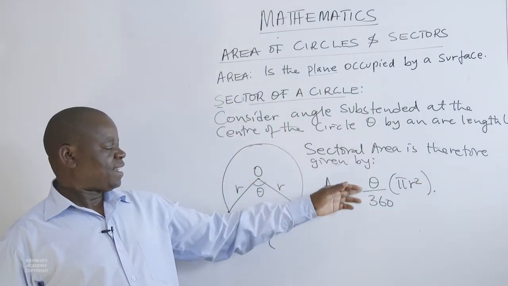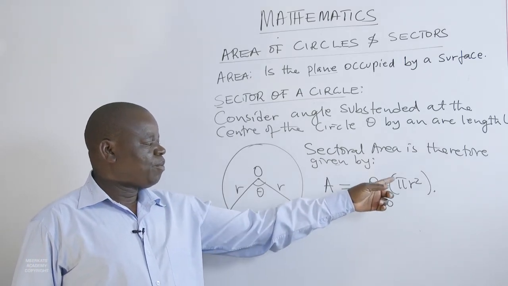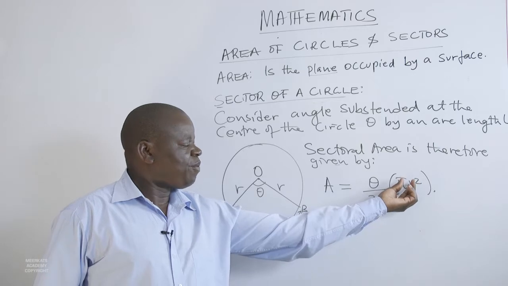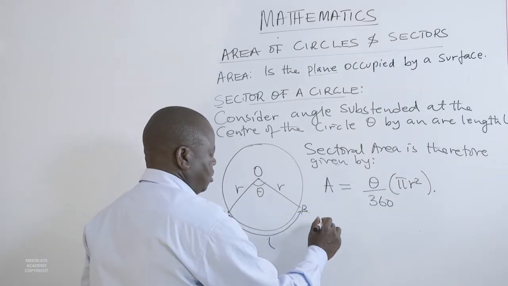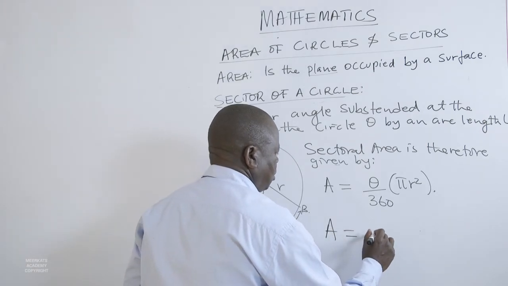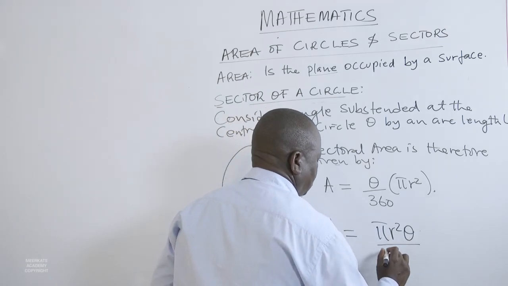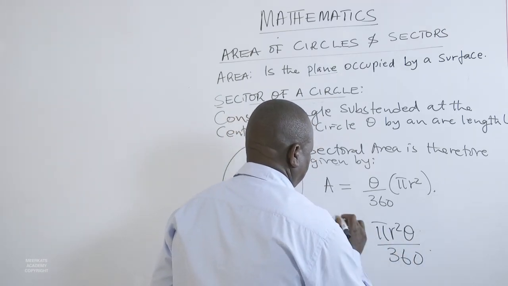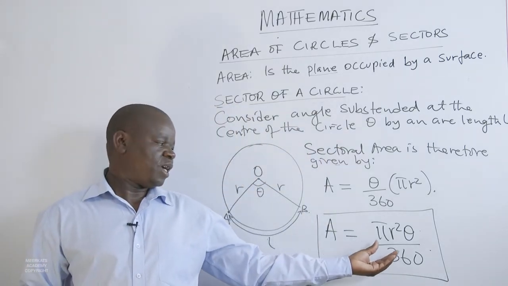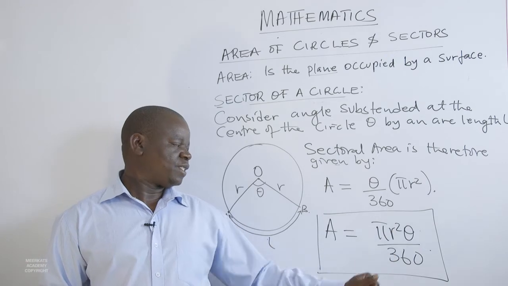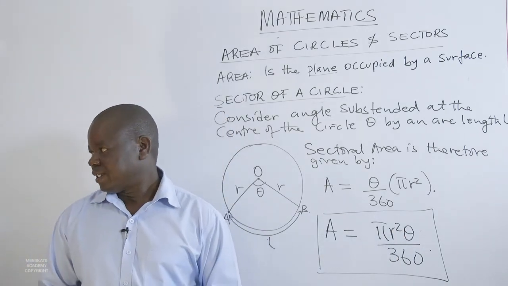So the area of the sector is given by A equals theta over 360 multiplied by pi r squared, where pi r squared is the area of the circle. So the area of a sector is given by that, where r is the radius of the circle and theta is the angle subtended at the center of the circle.